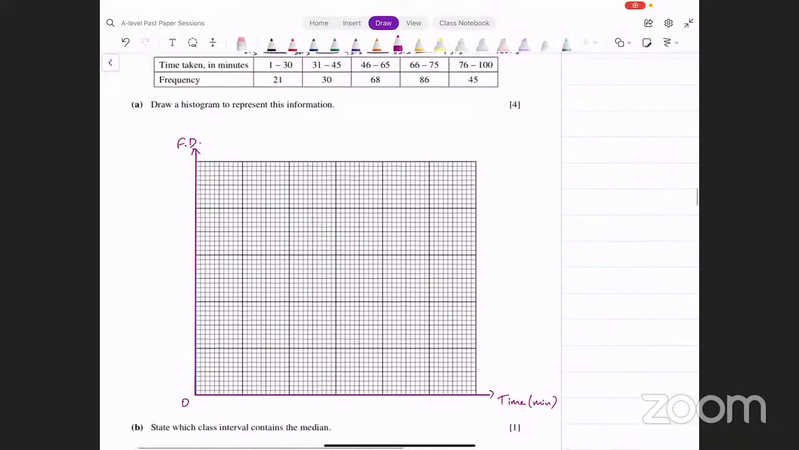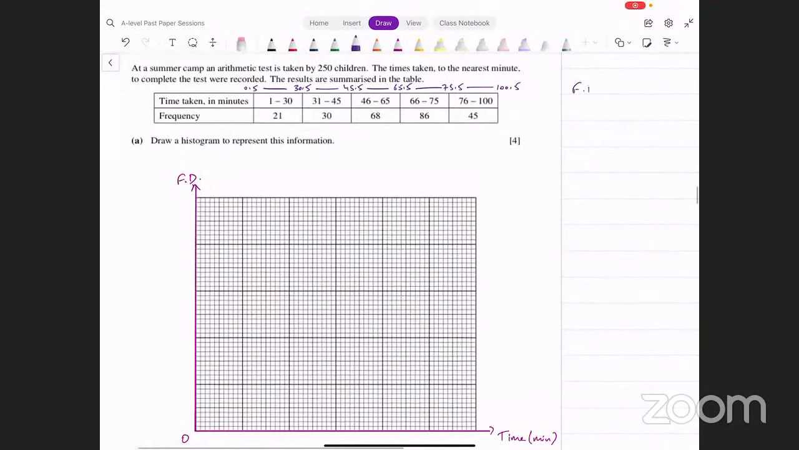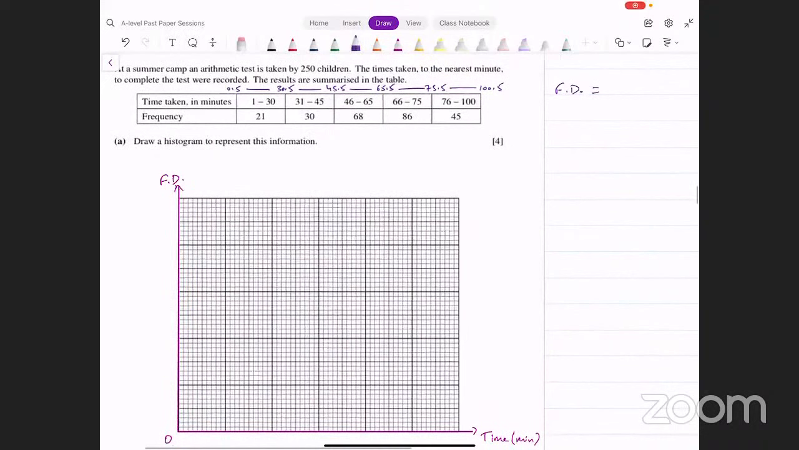अच्छा, अब क्या करना है? Frequency densities calculate करनी है. ठीक है? Okay, frequency density का formula क्या होता है? Frequency density is equal to frequency over the class width. Class width क्या होती है? Upper boundary minus the lower boundary.